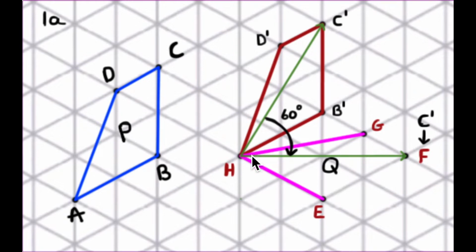You can see it this way if I just draw an arrow right to C prime and rotate this 60 degrees. It's a little bit harder to see that that's a 60-degree rotation, but that takes C prime to F.